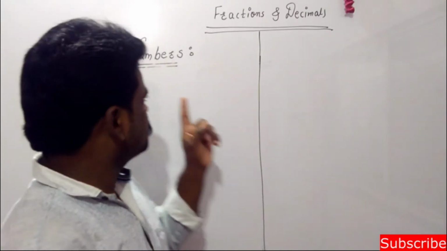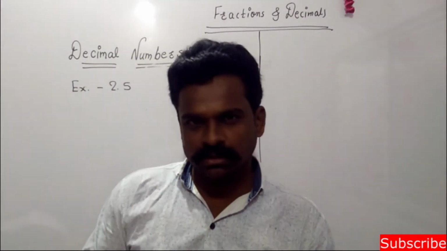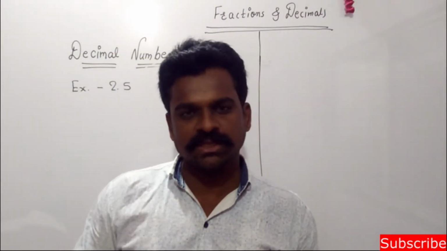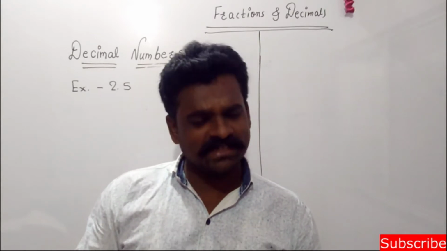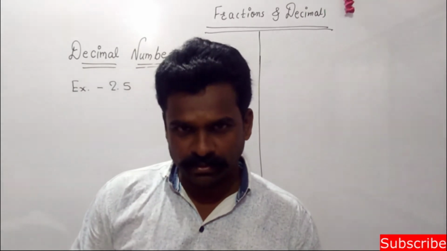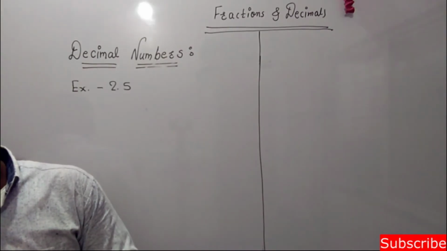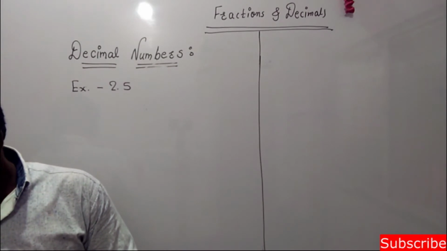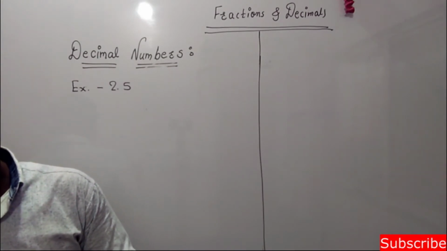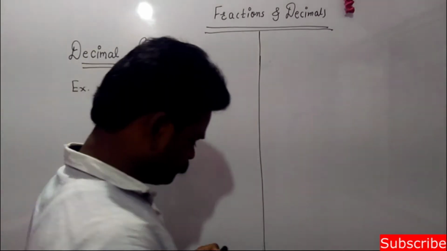From exercise number 2.5 we have discussed some basic questions, and in today's session we will discuss the remaining examples from your exercise number 2.5. Now see my dear students, question number 4 we have finished. Now question number 5 is there. Write the following decimal numbers in the expanded form.